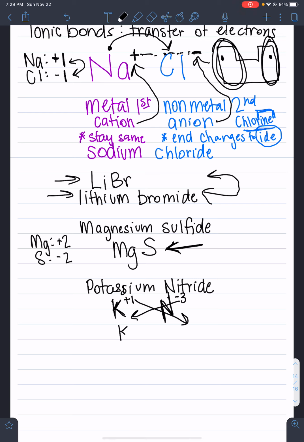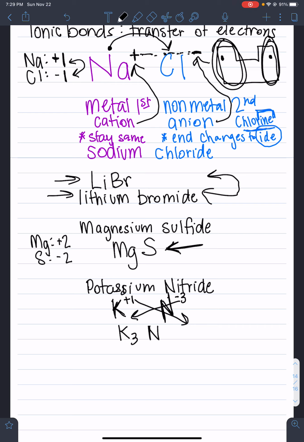And so you're going to have a K3 and an N1. You also never have to put that 1 in there. I'm going to erase it. I'm just showing you that for this example. But you don't ever have to put a 1. Remember, it's just like the charges. If it's a 1, we assume it's 1. If it's anything besides a 1, you have to put a number. So a K3, N, and we leave it.